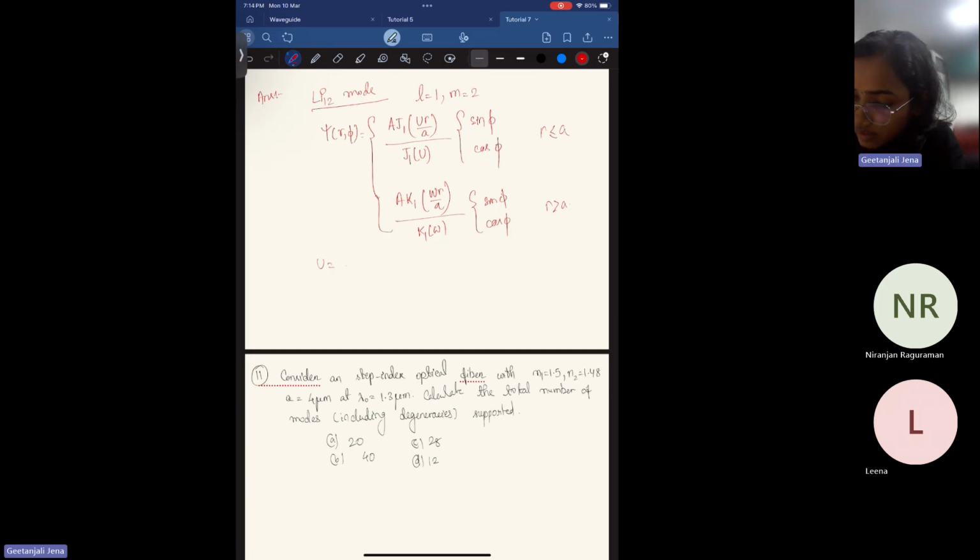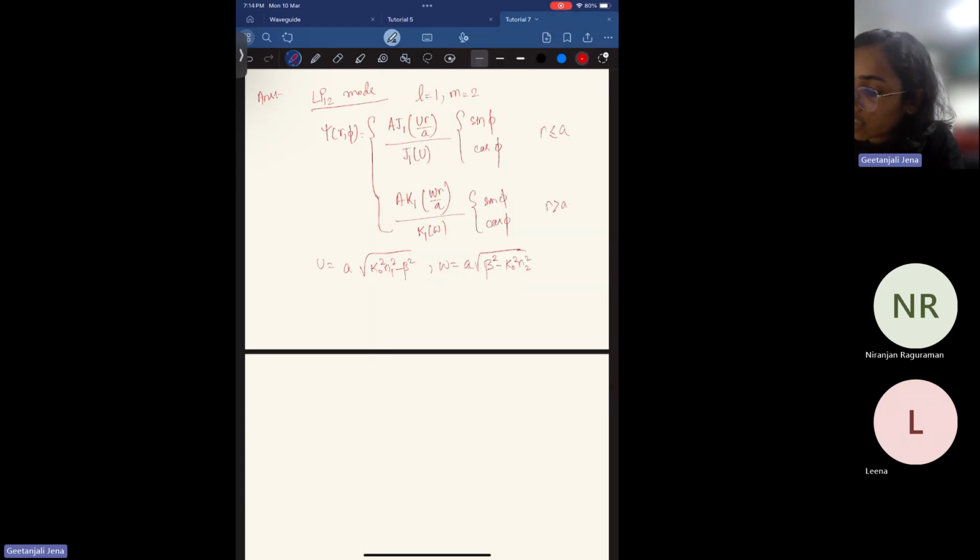And U is A square root of K0 squared N1 squared minus beta squared. And W is A square root of beta squared minus K0 squared N2 squared. And the eigenvalue is nothing but the transcendental equation, right? So for LP12, we have L equal to 1. So just use the eigenvalue equation.